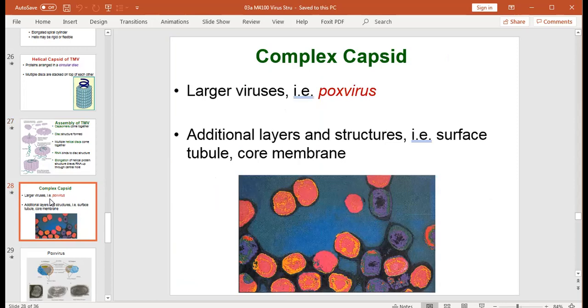Slide number 28, complex capsid. Some large viruses, such as pox virus, have additional layers and structures, which makes their capsid a complex structure. These additional structures and layers can be some structures such as surface tubule or core membranes.